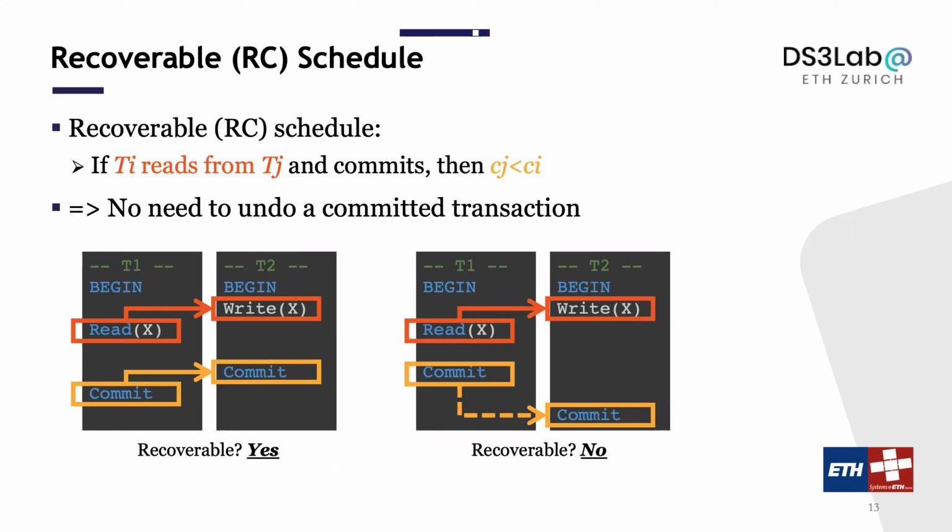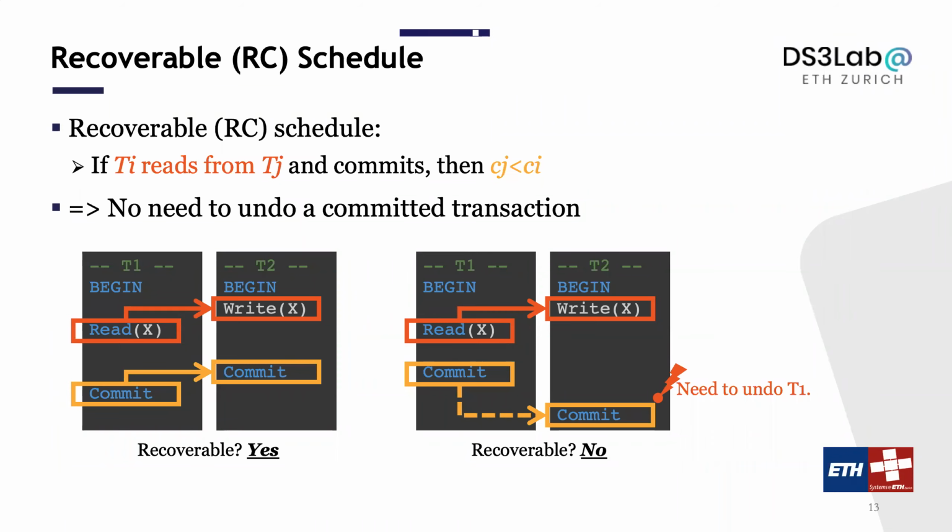So what would happen in this case? Assuming your system just crashes before T2 commits, what do you need to do? Because T1 already committed, but T2 you want to abort. If you want to abort T2, I need to undo the write X in T2. I need to bring the database to a state before T2 wrote to the database.